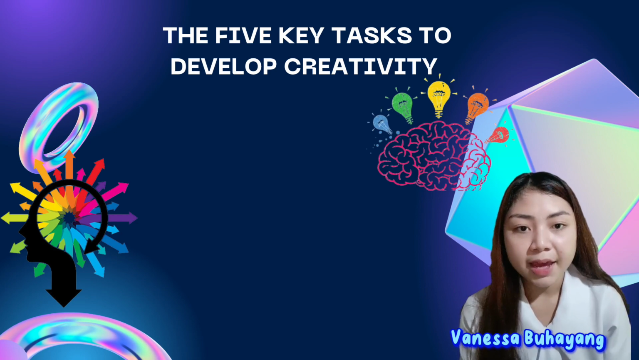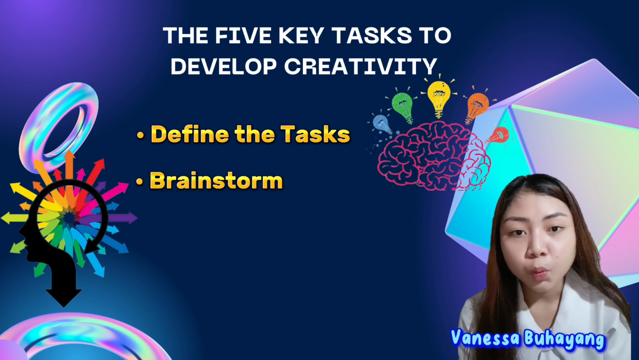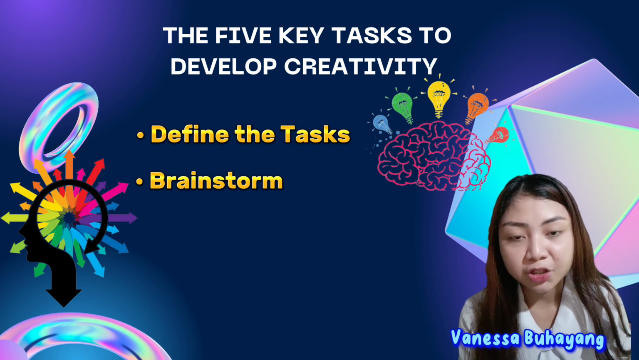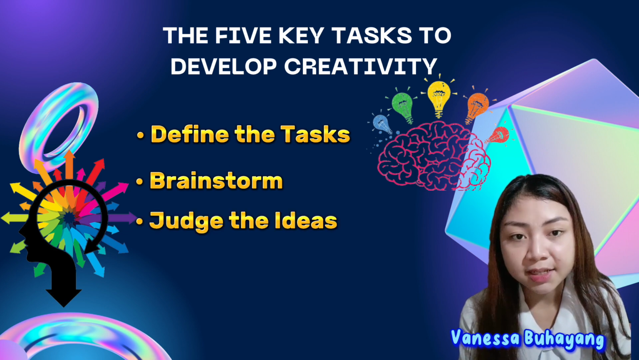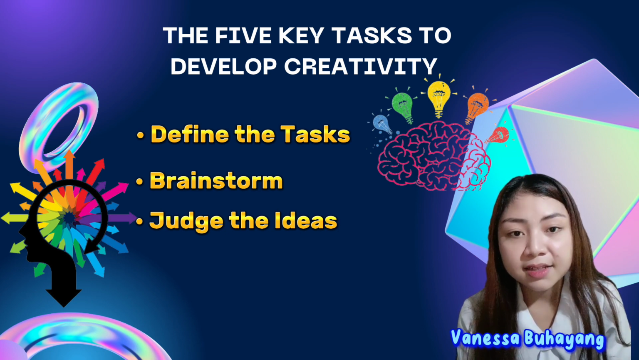The five tasks to develop creativity. The first one is define the task. Clarify the goal of the completed project to the students. The second one is brainstorm. The students themselves will be allowed to generate their own ideas on the project. Rather than shoot down ideas, the teacher encourages idea exchange. The third one is judge the ideas. The students themselves make an appraisal for or against any idea. Only when students are completely off track should the teacher intervene.